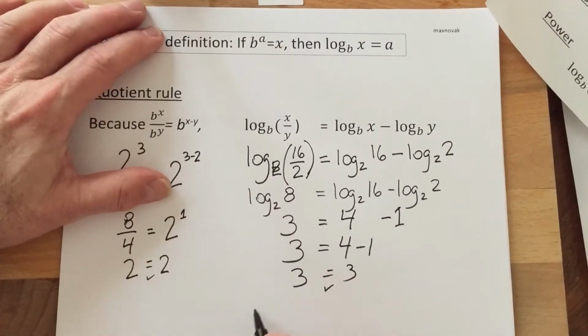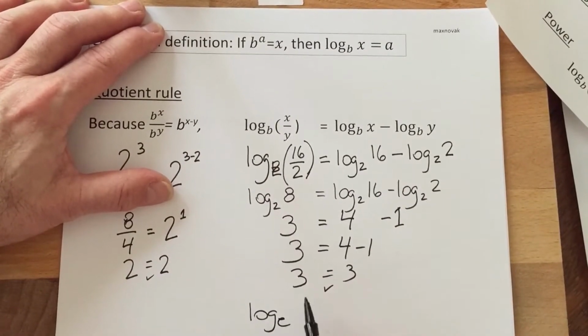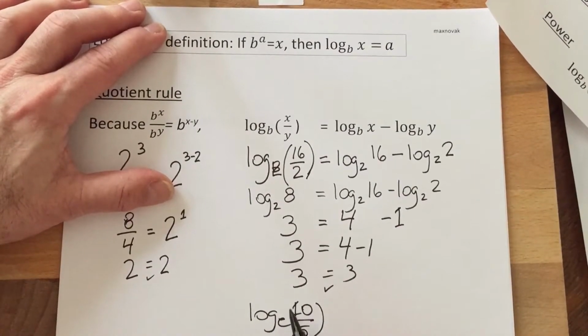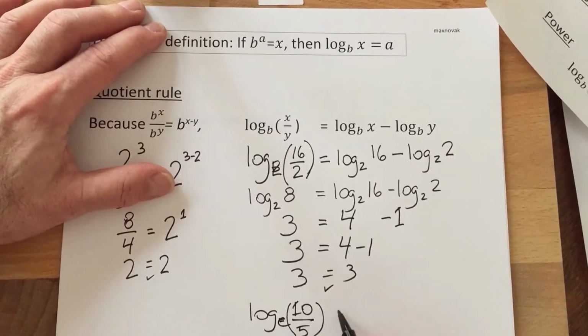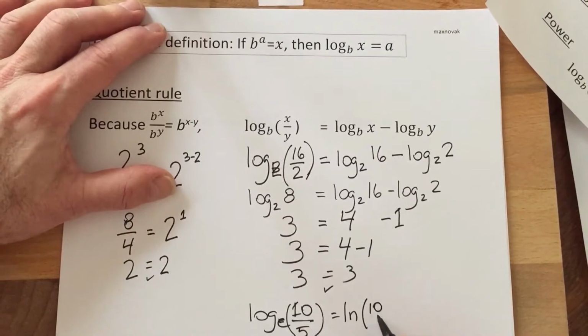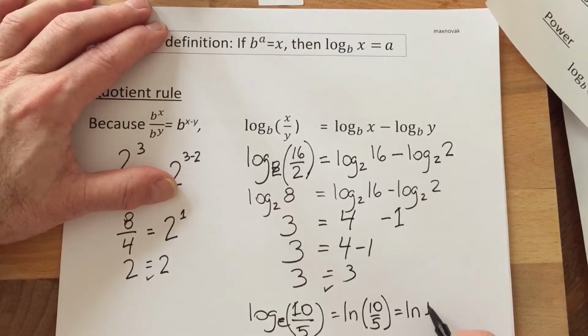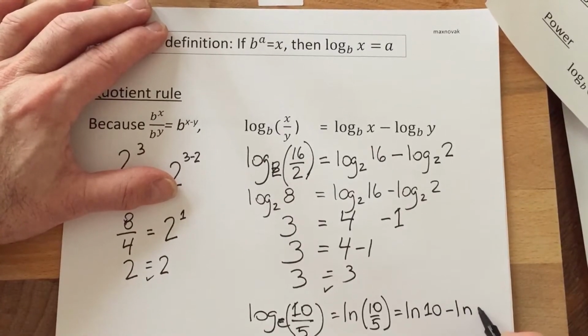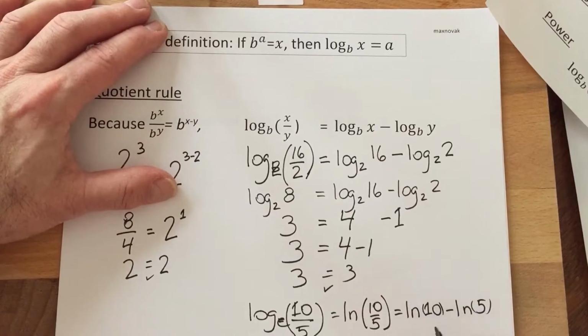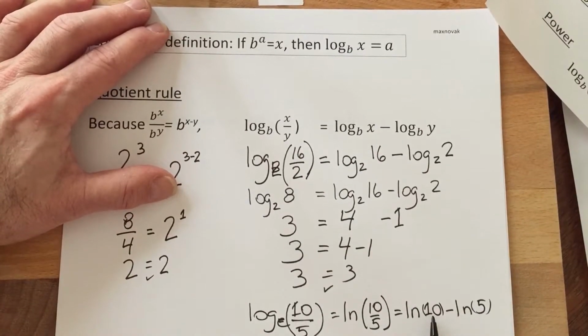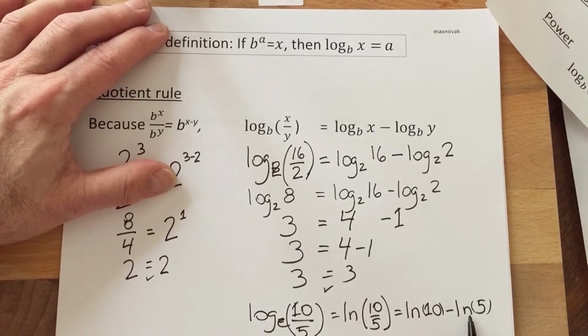And that's true also if, log e of some number over another number, which is also called the ln of this quotient, is equal to the ln of 10 minus the ln of 5. In each case here, this number is the number you would have to raise e to get to 10, minus the number you would have to raise e to get to 5. That's the quotient rule.